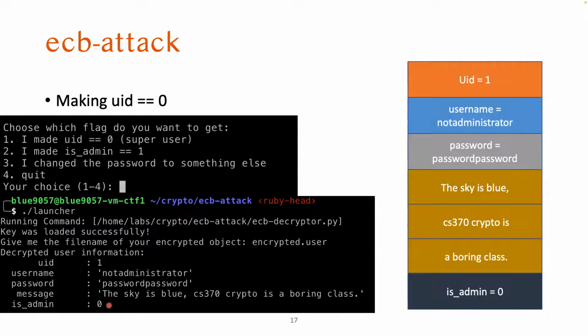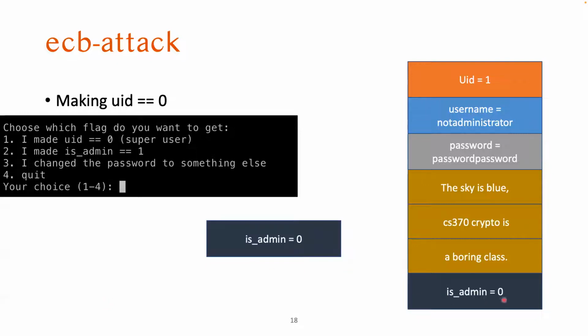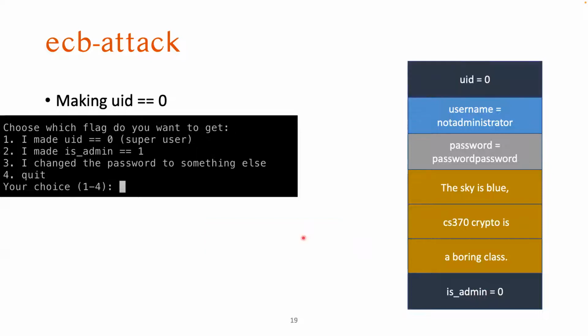In ECB, the same plaintext will always result in the same ciphertext. So we know that the isadmin value is 0, and that's in the last block of our ciphertext. Then what if we overwrite this block as the first block?